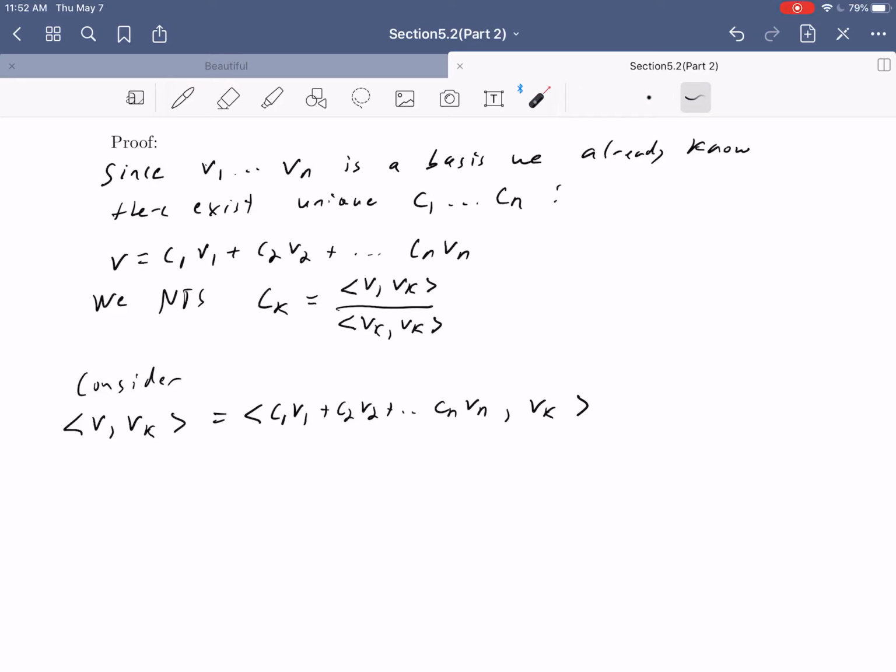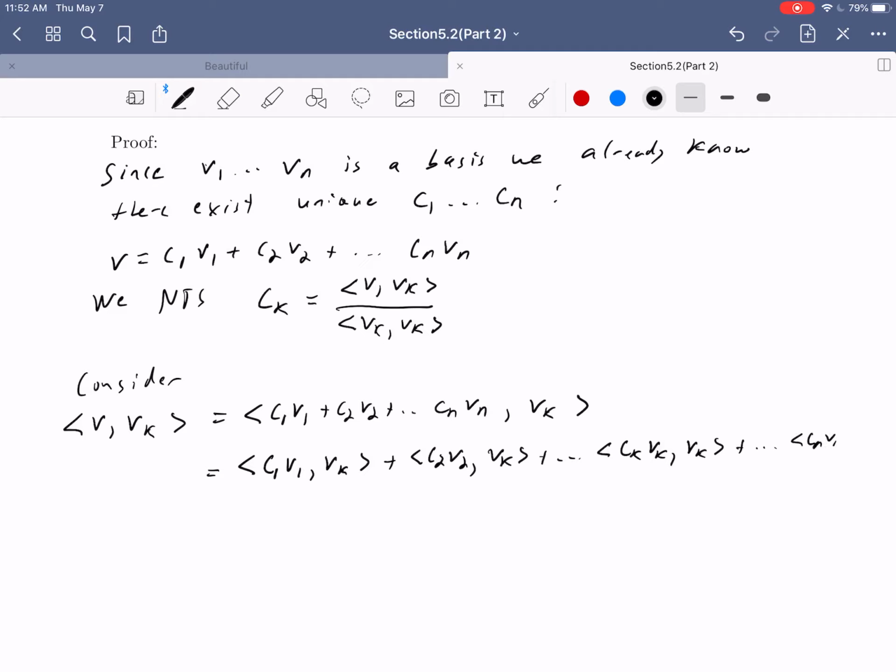Now, as we've talked about with inner products, if you have a bunch of sums here, you can split that up as each of these inner product with V sub k and then summed up. So this is the same as C1 V1 inner product with V sub k plus C2 V2 comma V sub k plus dot dot dot. At some point, you'd have CK VK comma VK plus dot dot dot, all the way down to CN VN inner product with V sub k.